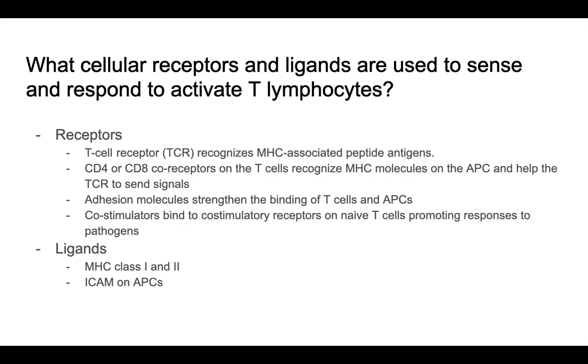What cellular receptors and ligands are used to sense and respond to activate T lymphocytes? The receptors needed are TCR, which recognizes MHC-associated peptide antigens, CD4 or CD8 co-receptors on the T cells that recognize MHC molecules on the APC and help the TCR to send signals, adhesion molecules that strengthen the binding of T cells and APCs, and co-stimulators that bind to co-stimulatory receptors on naive T cells, promoting responses to pathogens. And the ligands are MHC class I and class II, and ICAM that are present on APCs.